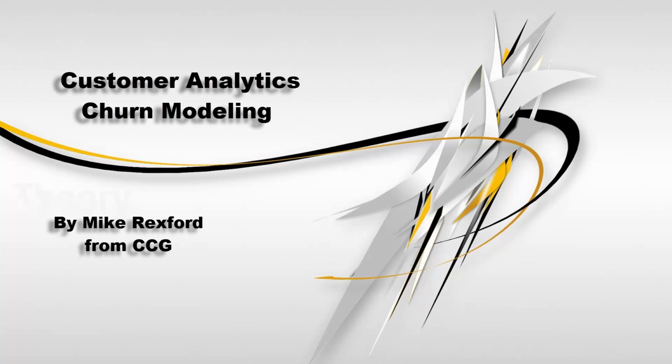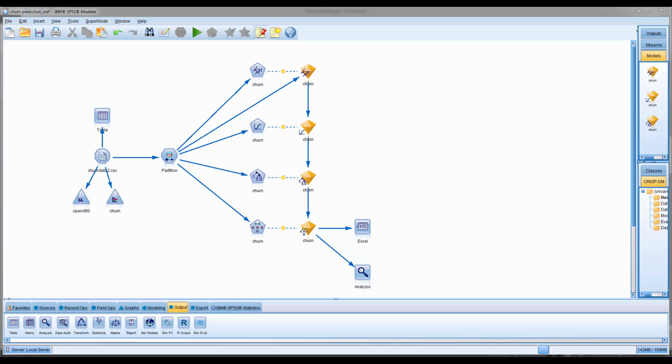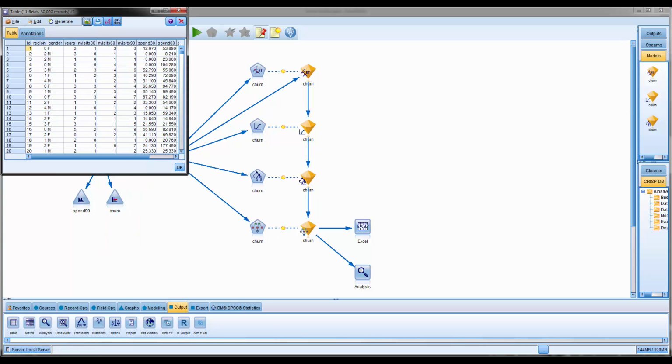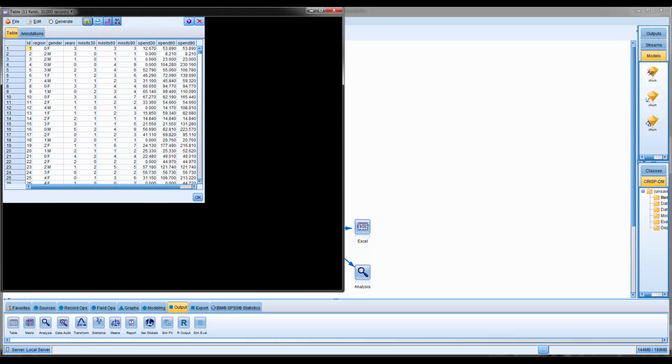Hello, my name is Michael Rexford from CCG, and today I will be talking about the process of modeling customer churn with IBM's SPSS Modeler and how that model can be used in customer retention efforts. While churn models are generally thought of in the context of subscription services, many companies now have customer loyalty programs, which can be used to detect when customers stop using a company's services.